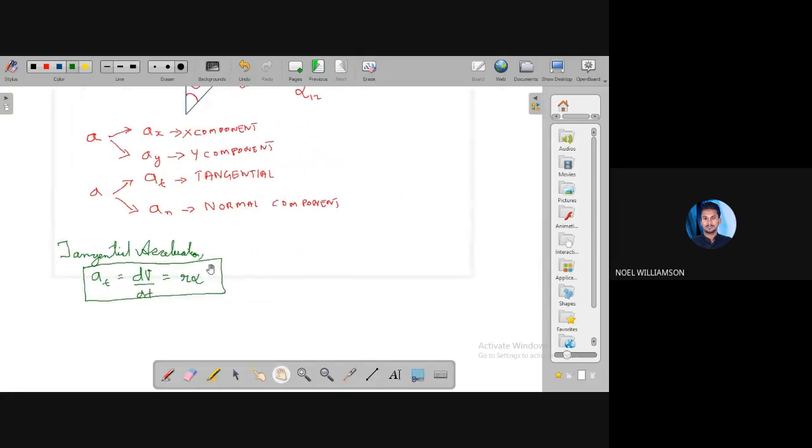Now the normal component, the normal component of acceleration.